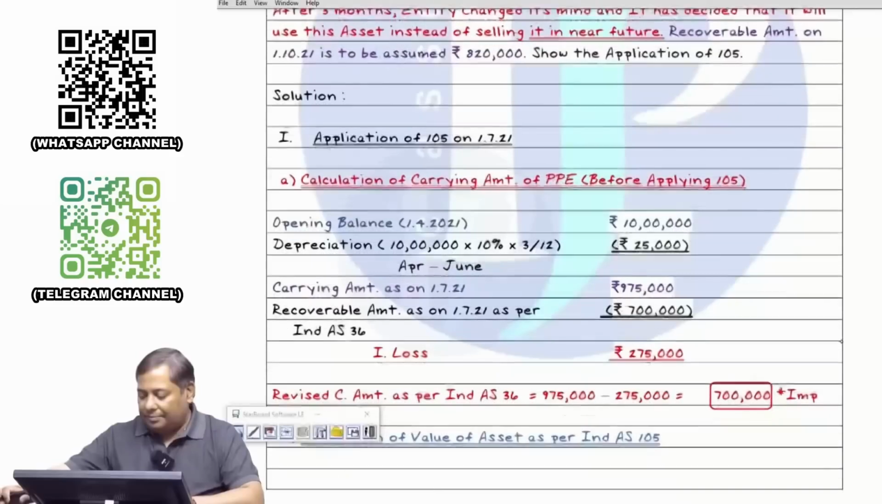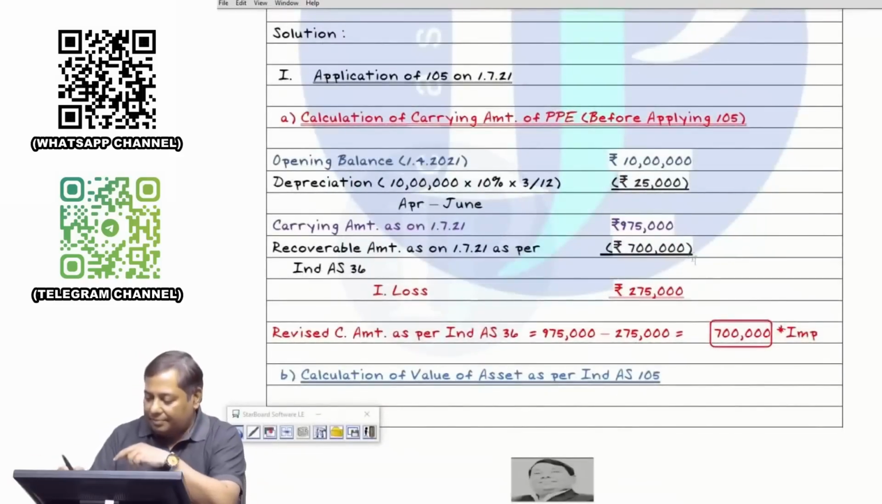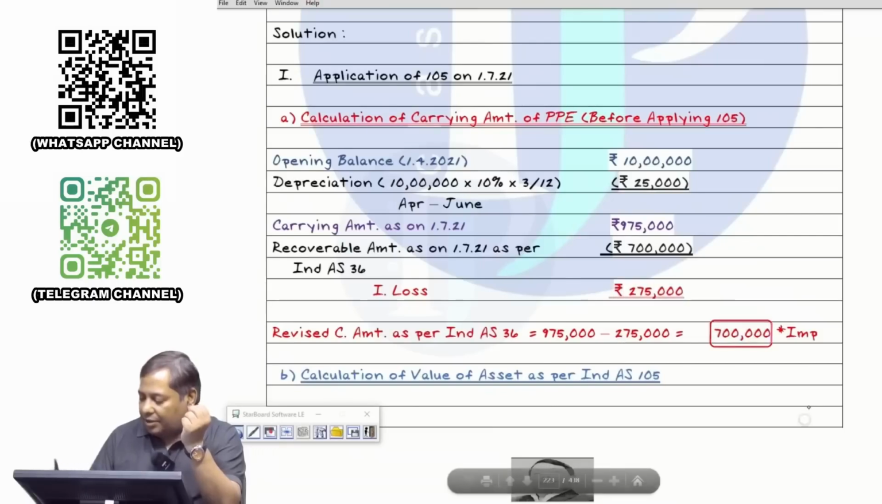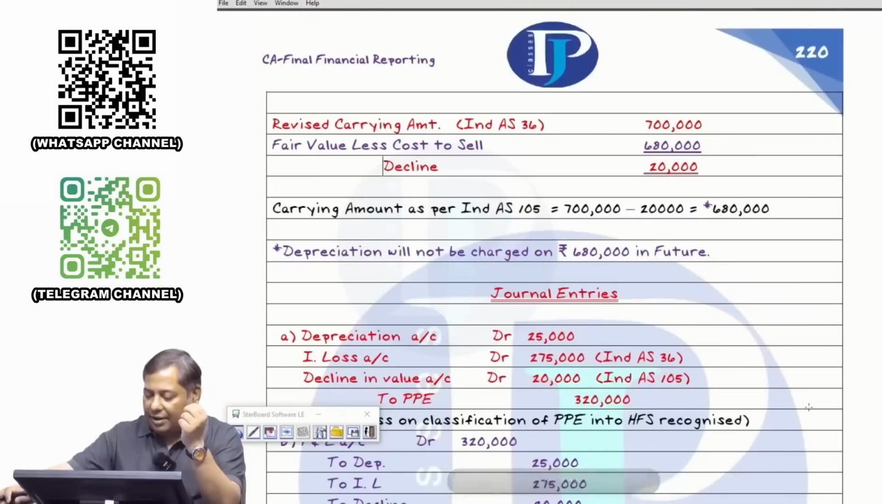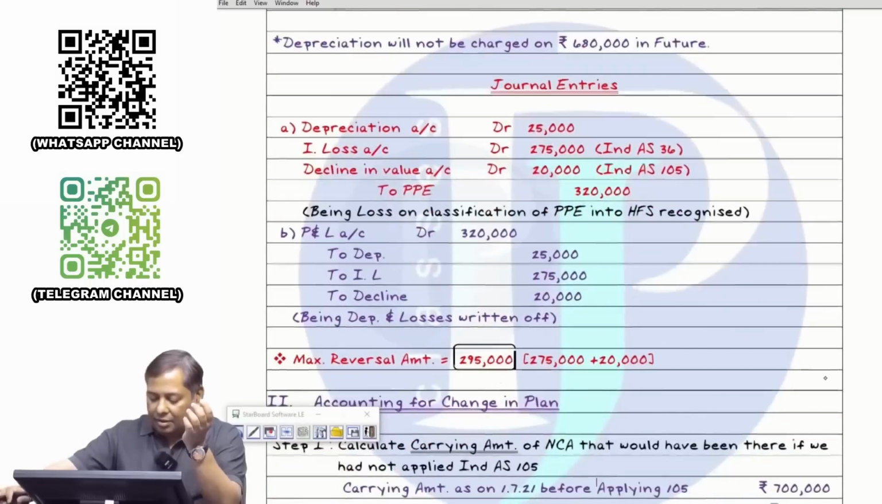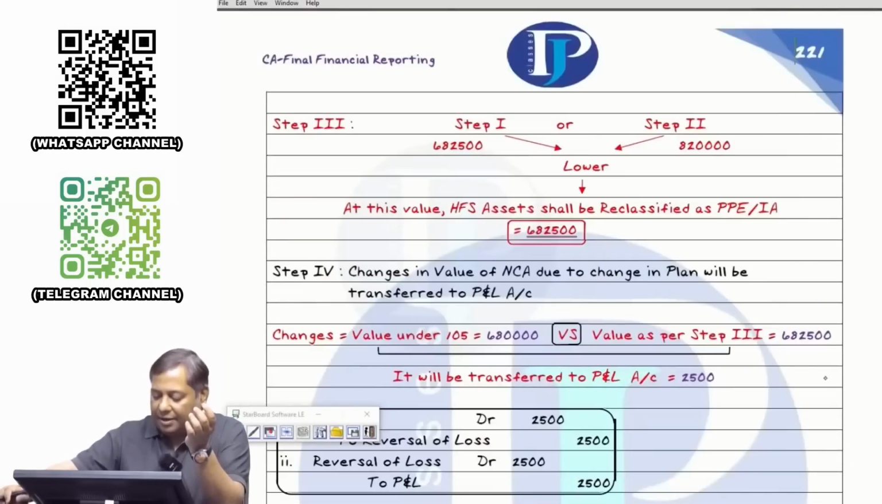It's the same question. First it was 975, then to 75. Then 7 lakhs were revised. First we applied 105, 20,000 came in and 680 were revised. Carrying amount 680, general entries were passed, 25,000 depreciation, loss 275, 20 as decline, all these are written off. After write-off, we started change in plan.